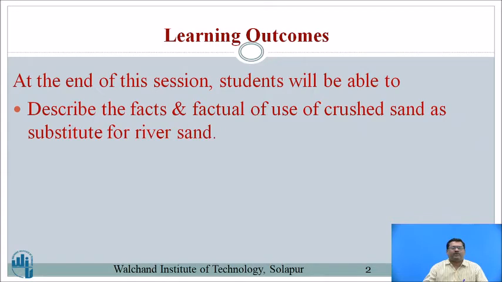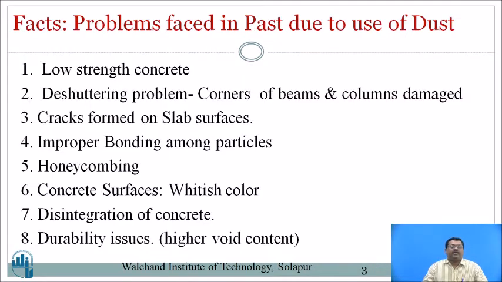Student will be able to describe the facts and factual of use of crushed sand as substitute for river sand. Now, these are the facts, and in facts, problems faced in the past due to the use of dust. Crushed sand was known as dust in earlier days because the powder content was more in the crushed sand. That's why it was known as dust, and that was used in the concrete.